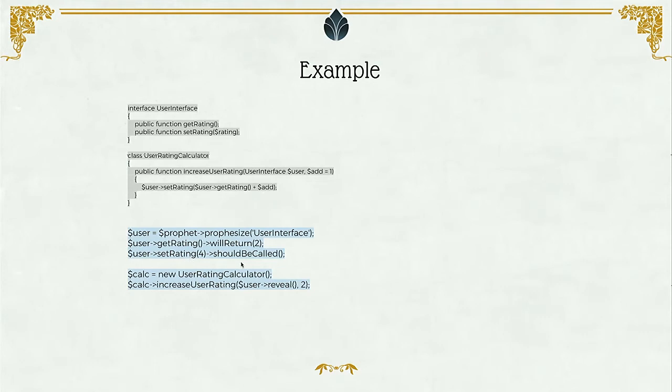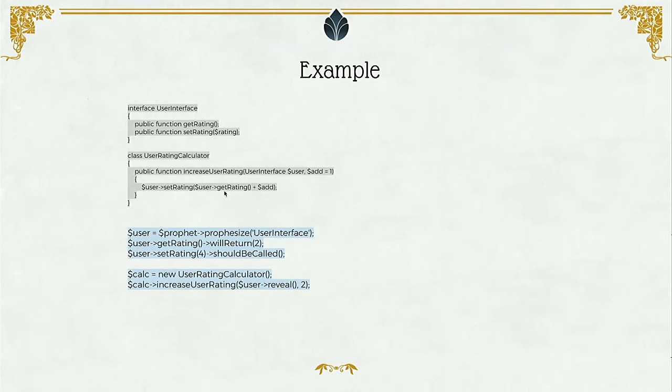So while you're writing the test for the new user rating calculator class, you create an object, and then you call the method inside the class that accepts the user interface as an argument with one separate argument. In that user interface, we already mocked, prophesized before, as three lines at the top. You're getting all this prophecy as a user reveal. You're just revealing it there, and you're getting everything there. And this will go here.